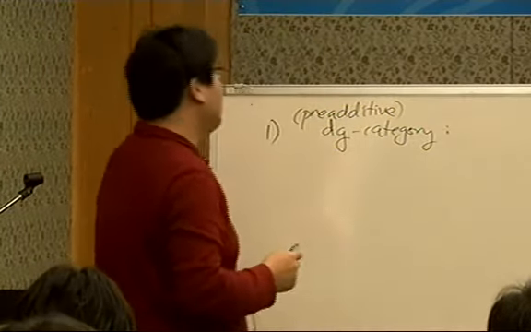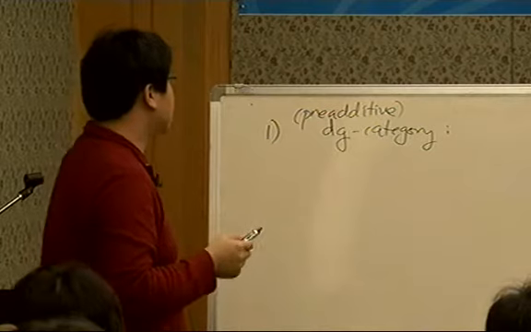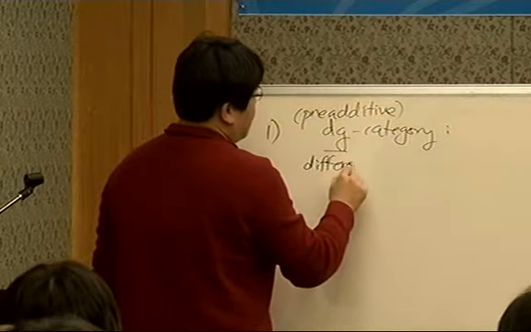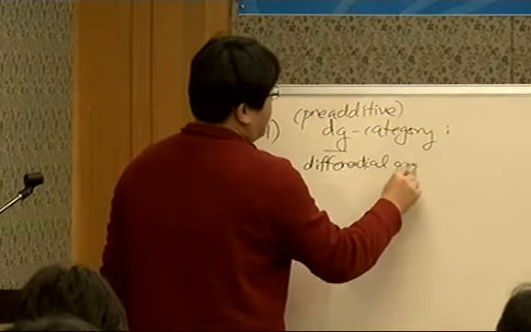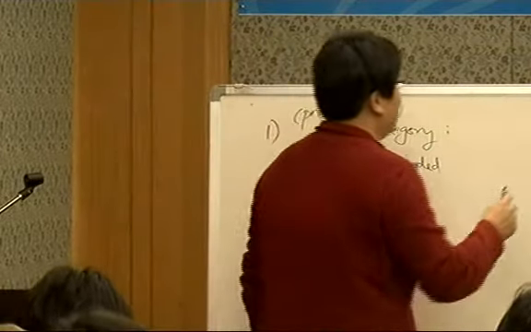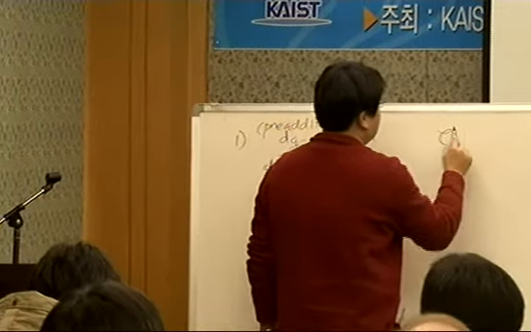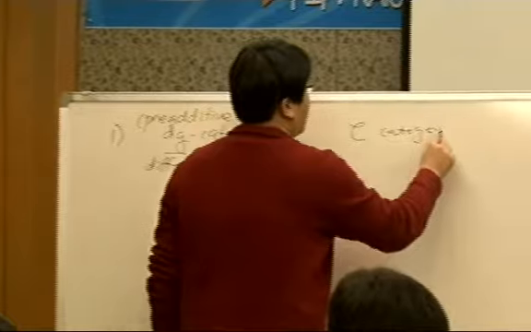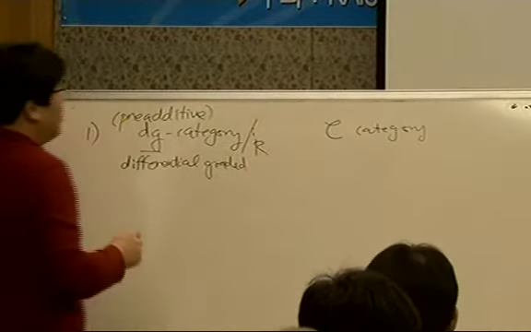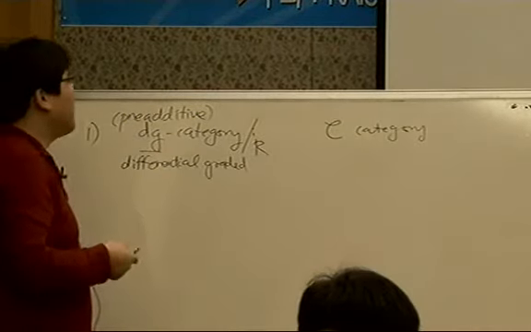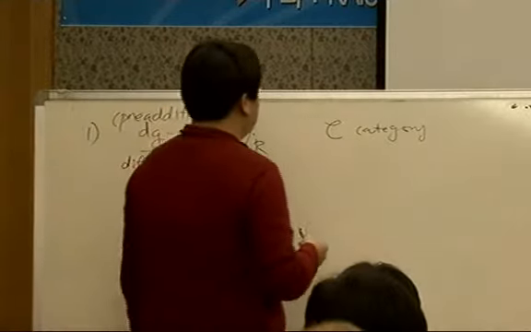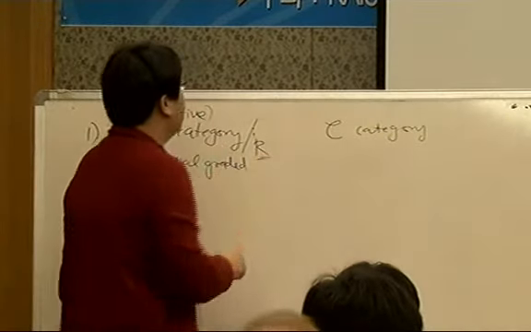What is a DG category? It's a category, but with some special property. DG here means differential graded, so there should be some kind of homological algebra going on. The idea of a DG category is this: we have a category C, and we suppose that this DG category is over a commutative ring with unity R. If you take R to be a field, that's going to be complexes of vector spaces, but it works for an arbitrary commutative ring with unity.